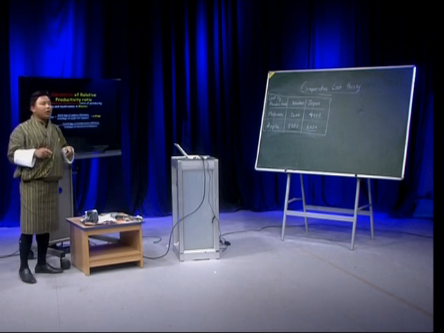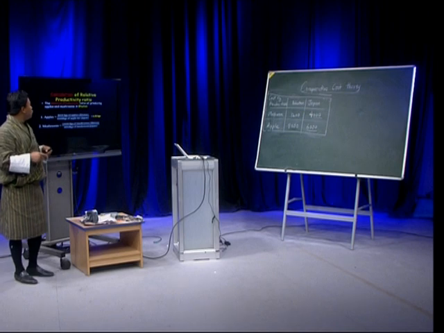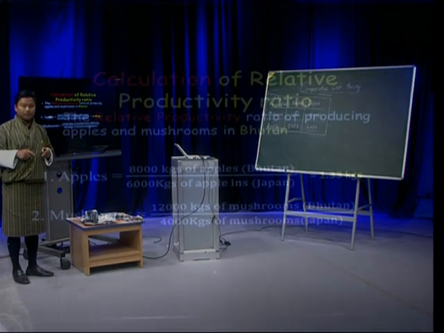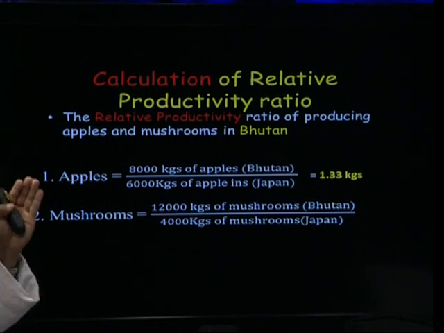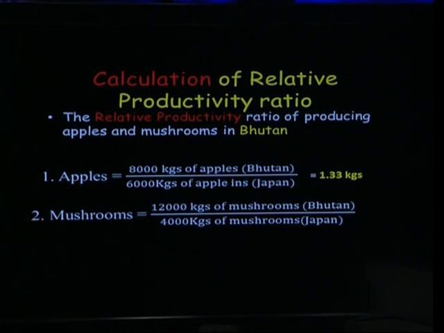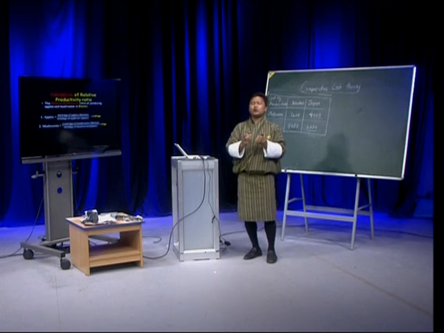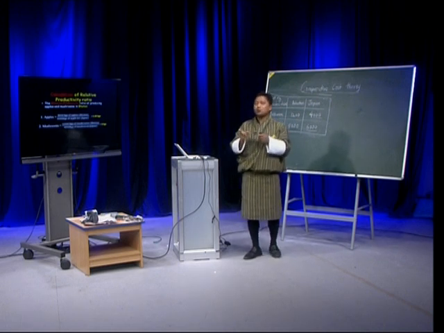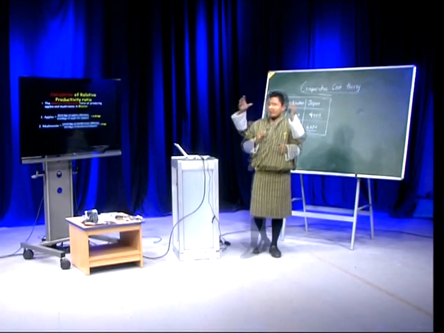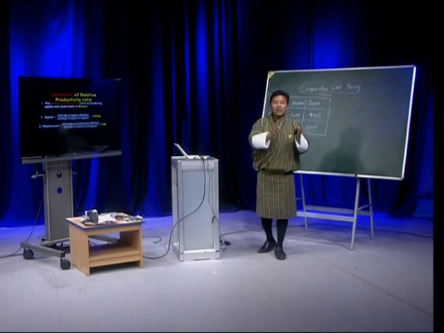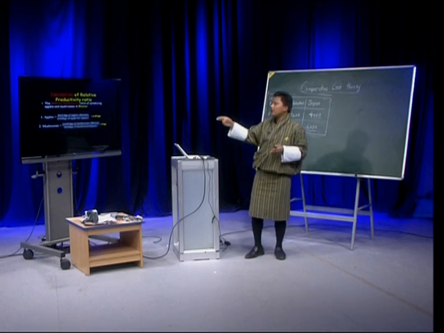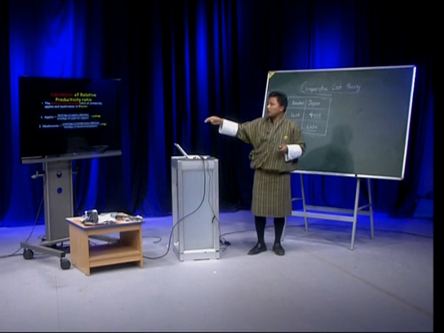Now again, let us find the relative productivity ratio of producing mushroom. The formula is the same. The unit of mushroom produced by Bhutan divided by the unit of mushroom produced by Japan. So through these calculations, the relative productivity ratio of producing mushroom in Bhutan is 3 kg. Having calculated the relative productivity ratio for mushroom and apple in Bhutan, now let us compare the two relative productivity ratios.